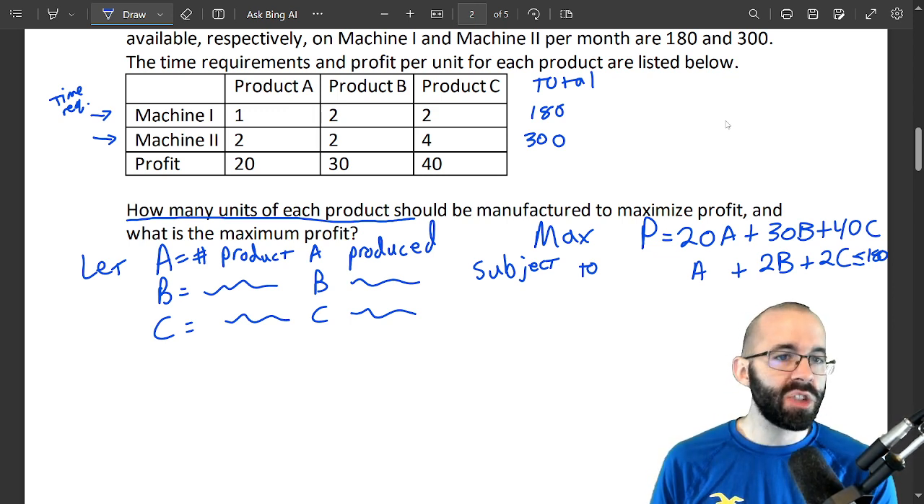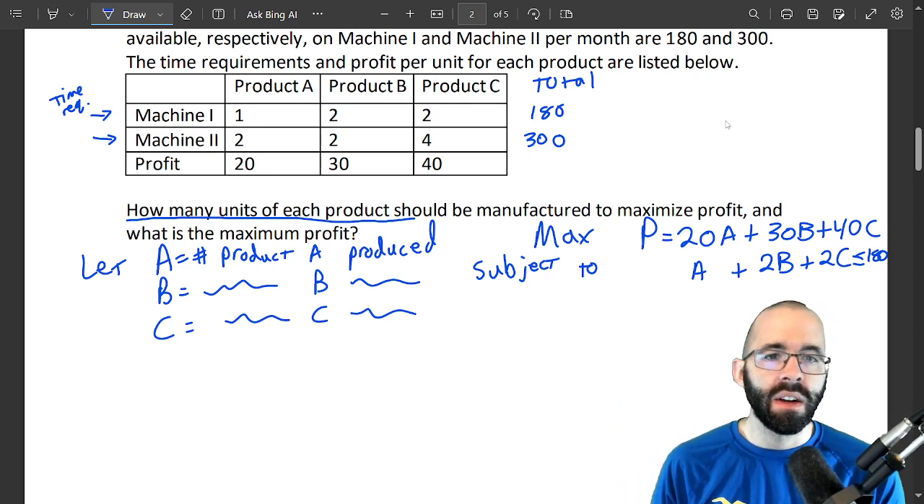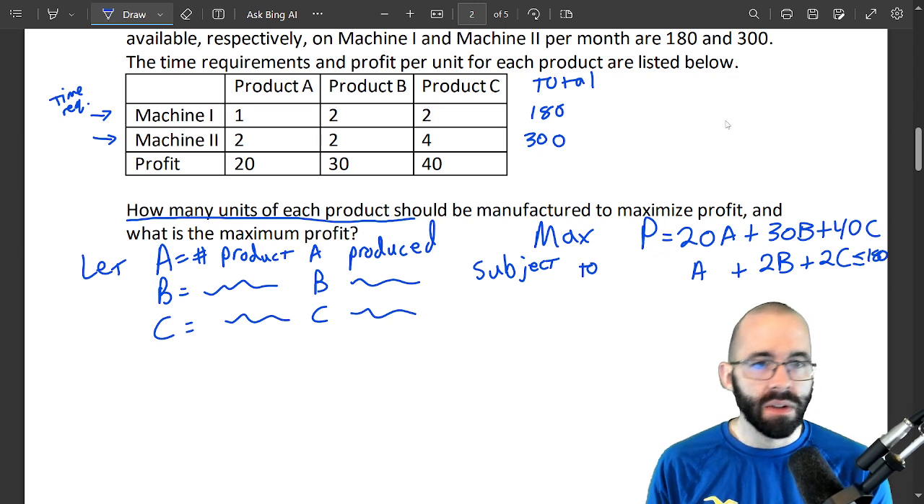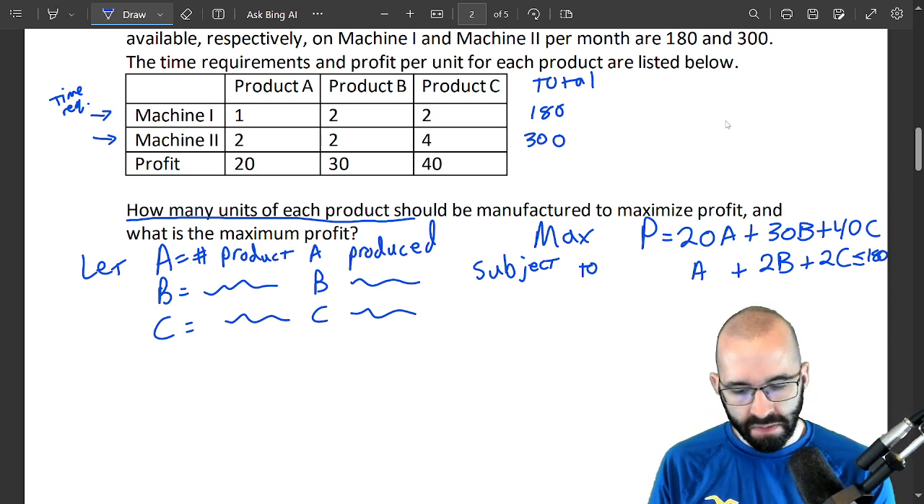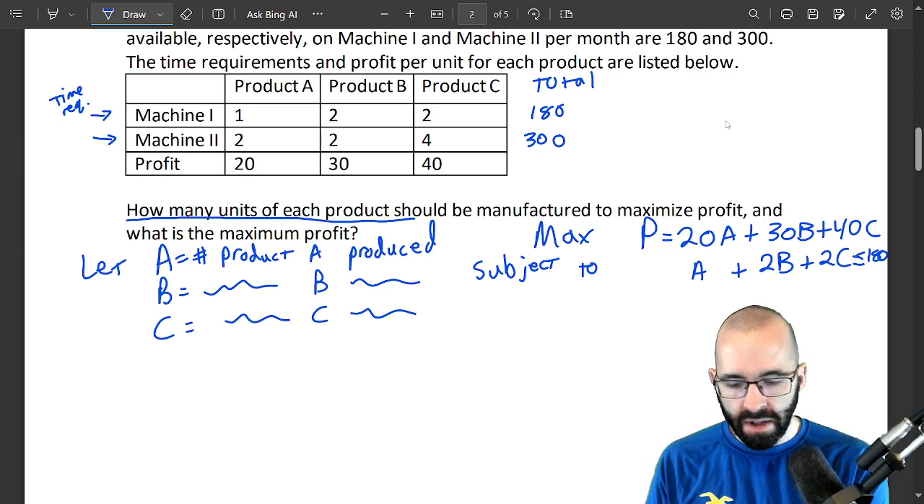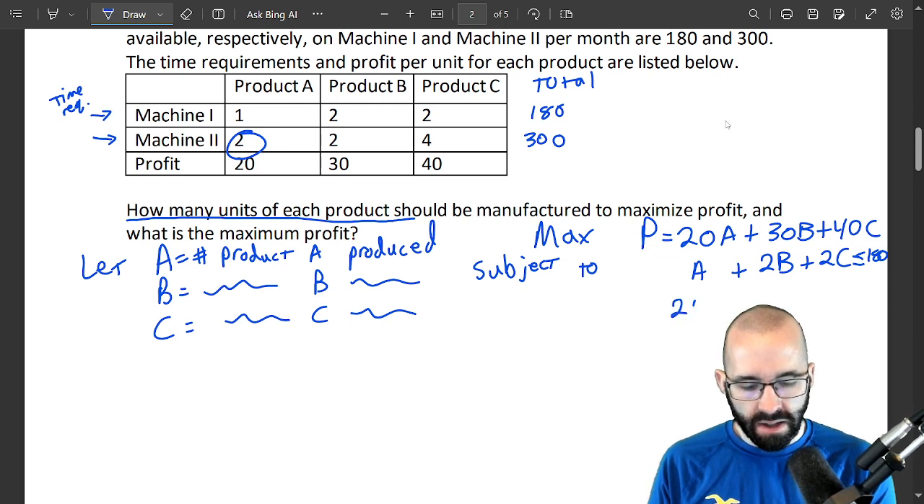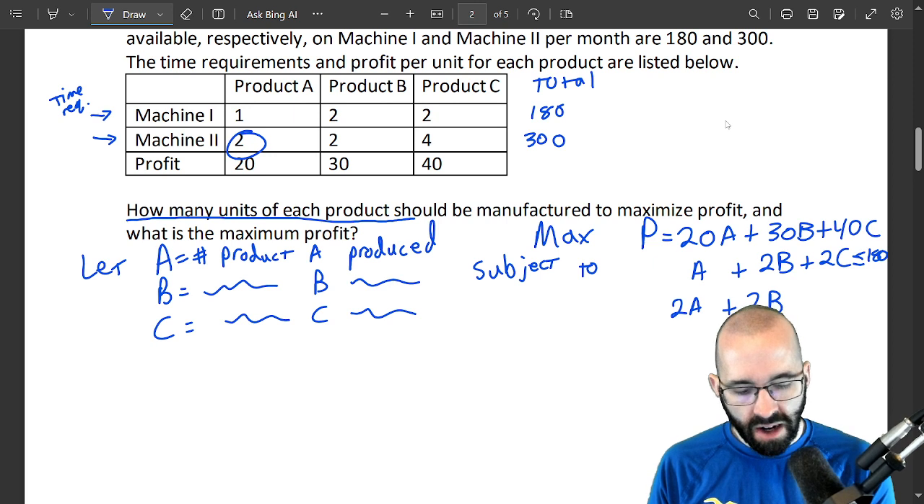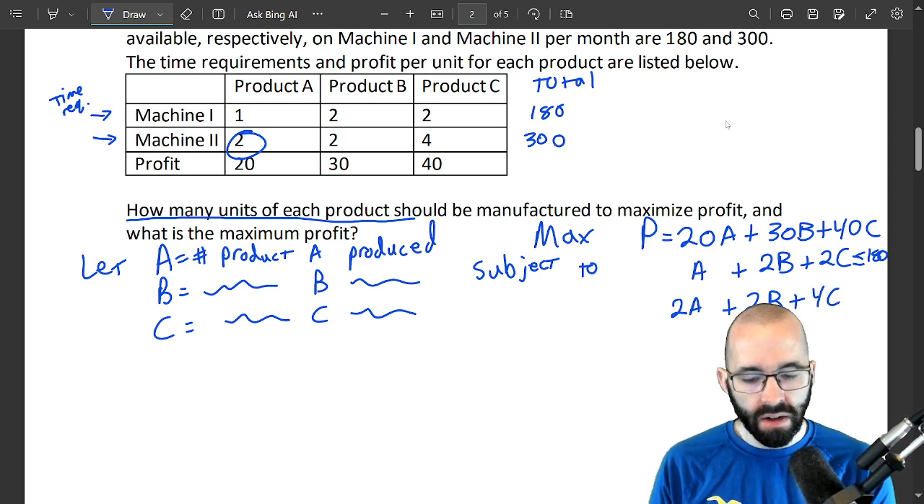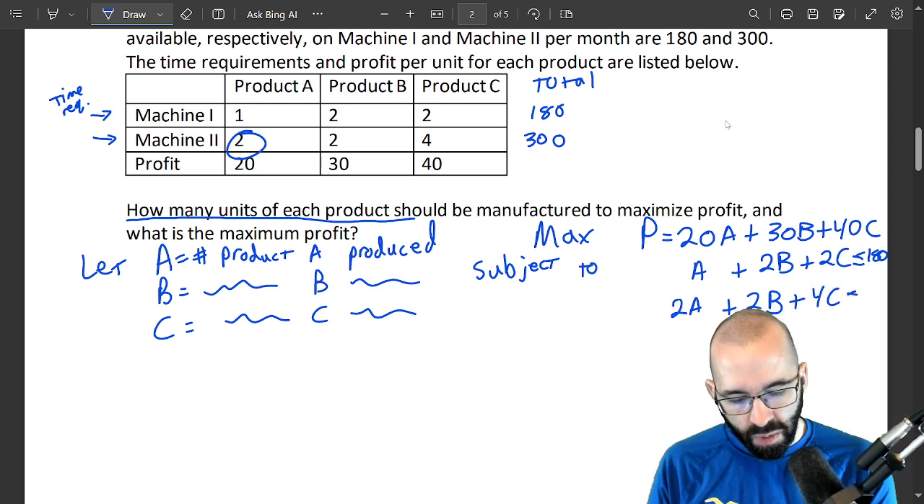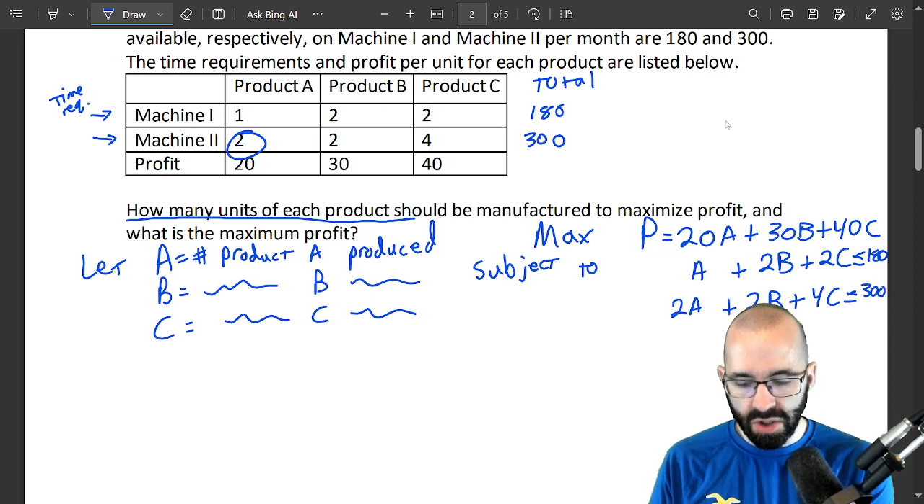Now do the same thing for machine 2. Try to find a new inequality. Pause the video right now. Find the inequality for machine 2. It'll be really similar. Right? Product A takes 2 units of time for machine 2. B is also 2 units of time, but C is actually 4 on machine 2. We only have 300 hours available on this machine.